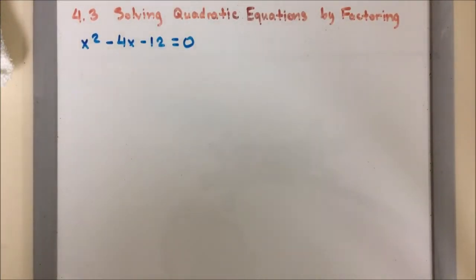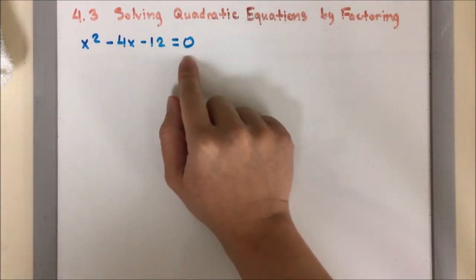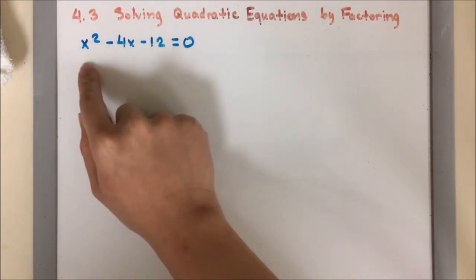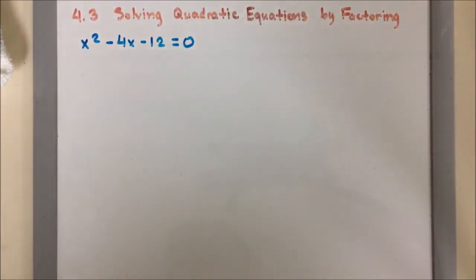So let's take a look at the first example. X squared minus 4x minus 12 equal to 0. Once you have all the terms on the same side and the other side is 0, then you can start identifying your ABC values.